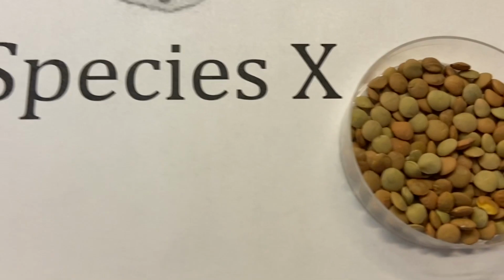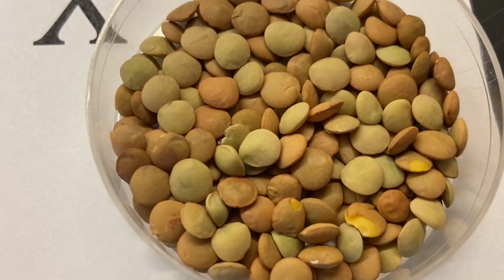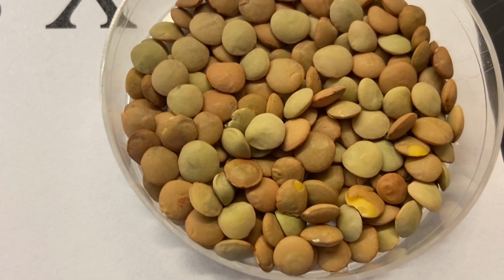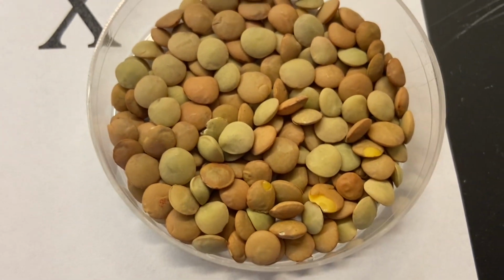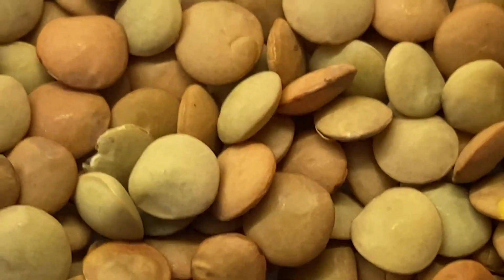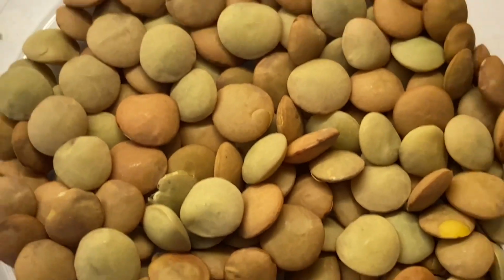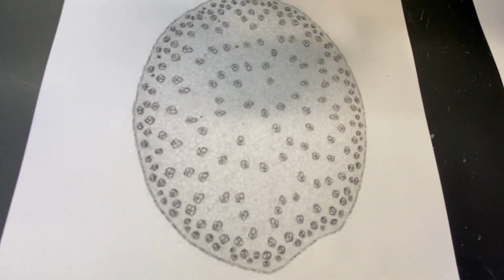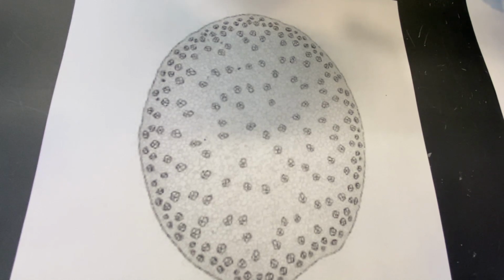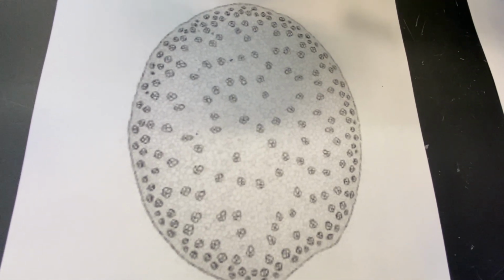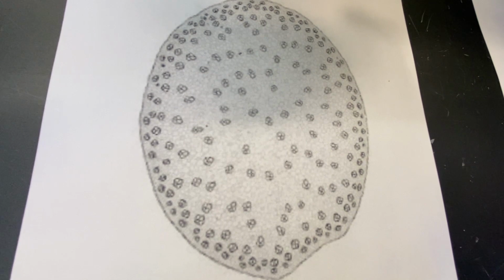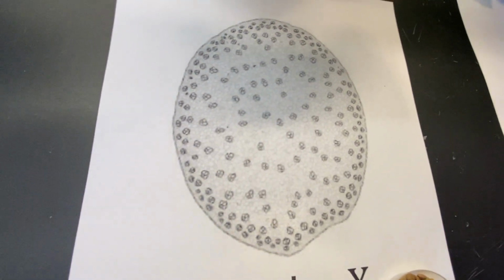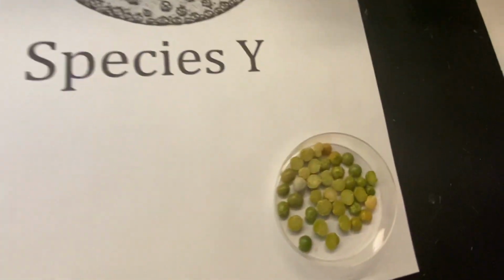Over to species X. Species X seeds are flat, somewhat light green and tan, maybe a little bit of gold mixed in. You'll notice that they are flat disc-shaped seeds. And so we look at the stem structure here, and it looks like someone just let a pencil go crazy and put little spots all around. It's very scattered throughout the stem. The vascular bundles are scattered. Species Y.